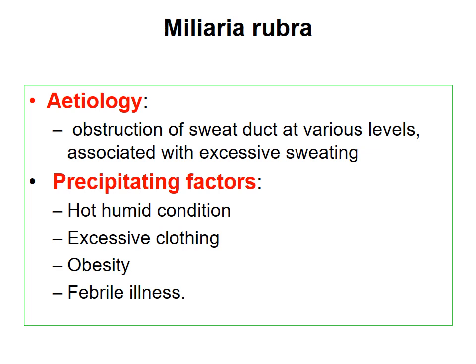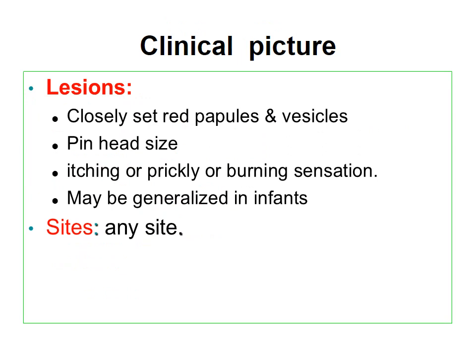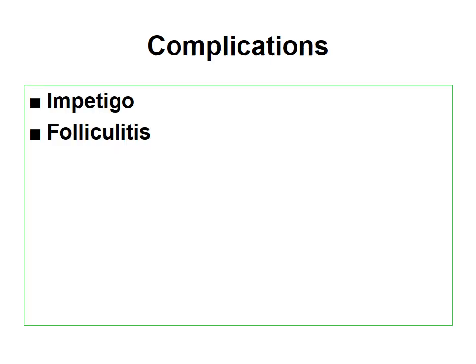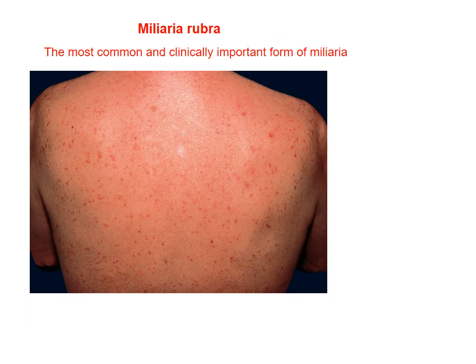Precipitating factors: hot humid conditions, excessive clothing, obesity, febrile illness. The lesions are usually closely set red papules and vesicles, pinhead sized, itchy with a prickly and burning sensation, may be generalized in infants, and any site can be affected. Complications due to the itching: impetigo and folliculitis, very common complications.